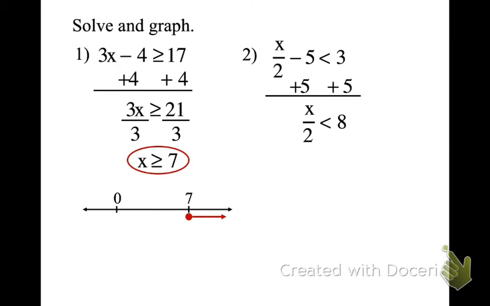On the next one, we're going to add 5 to both sides. And then we're left with x over 2, or x divided by 2. And then what would we do? Go, Greta. Multiply by 2 on both sides.